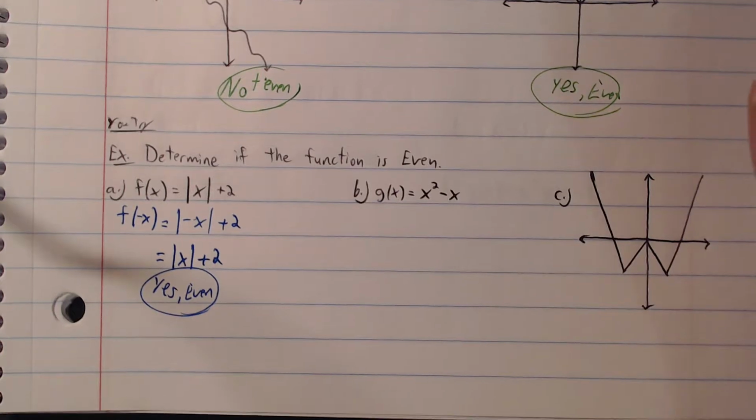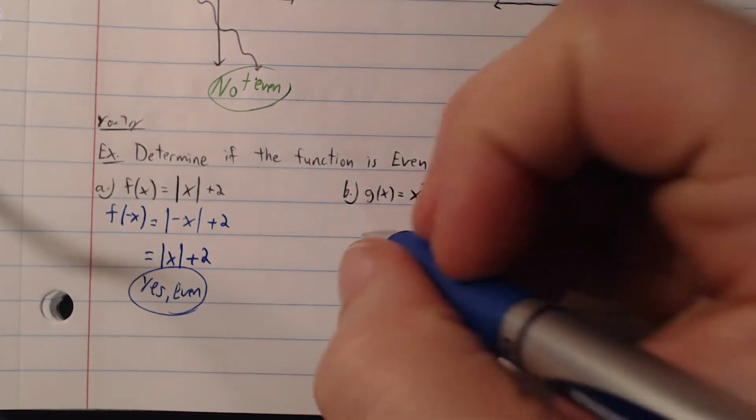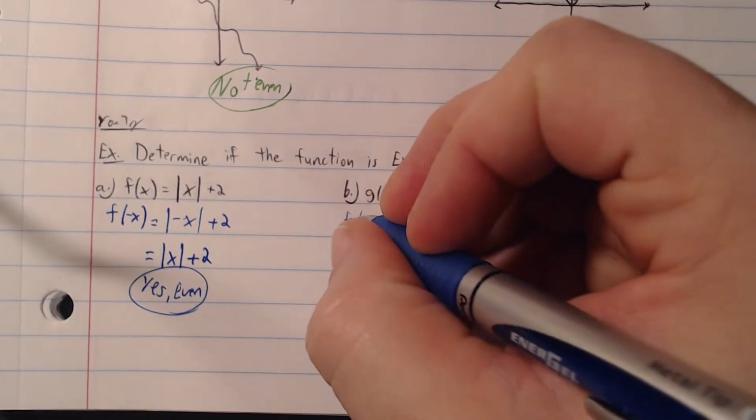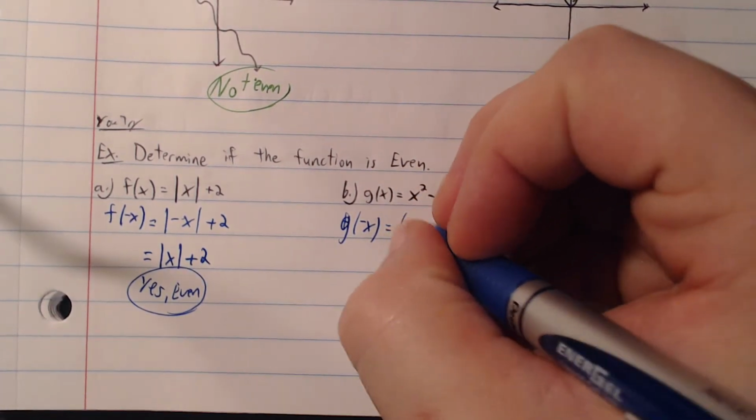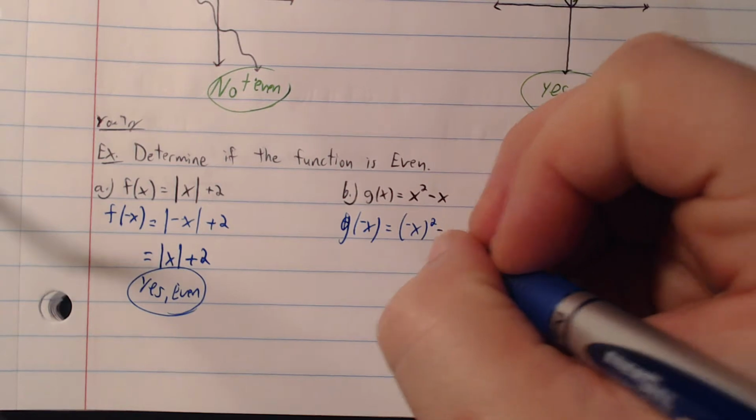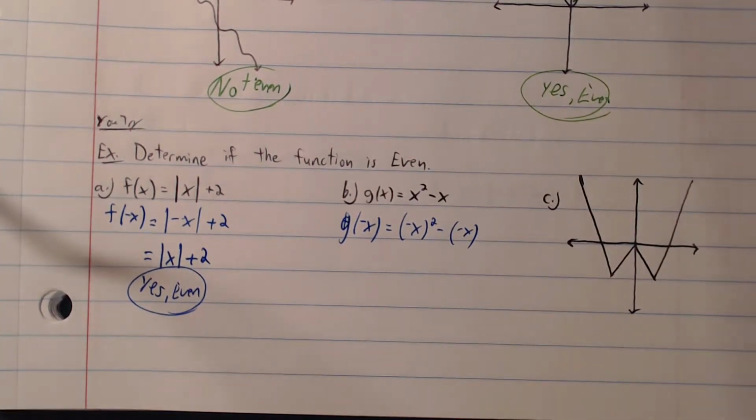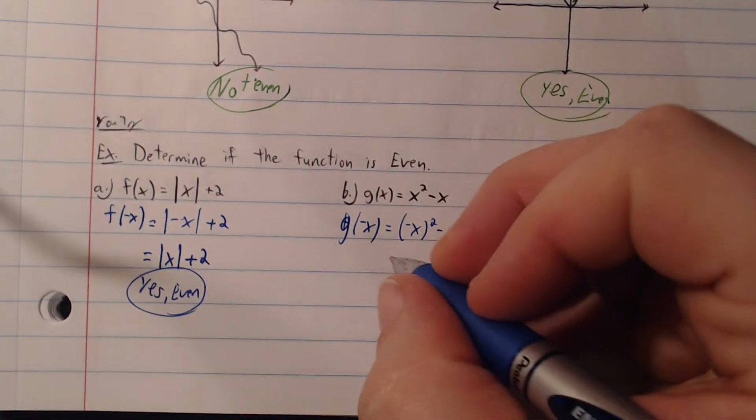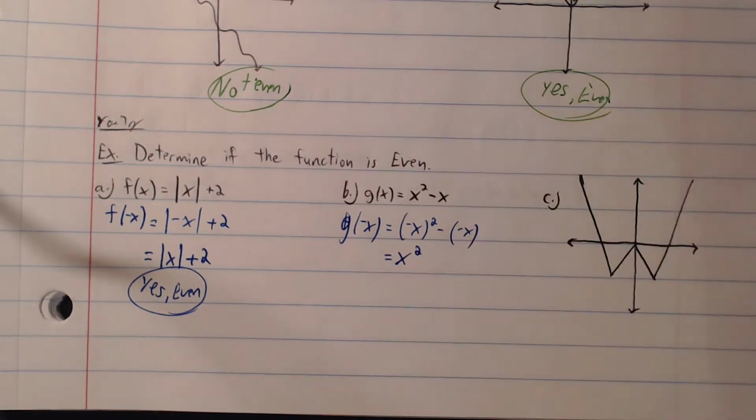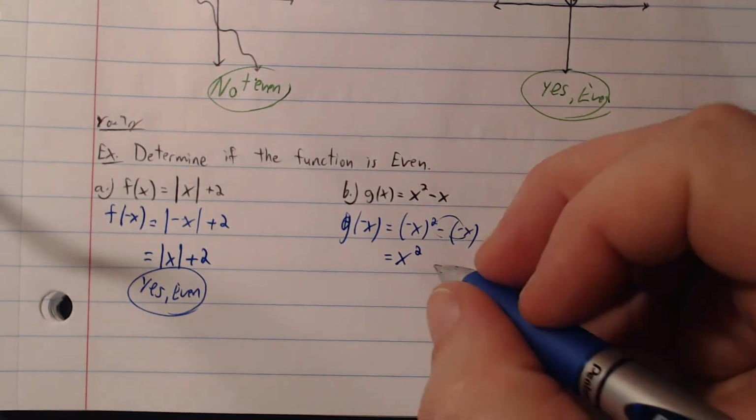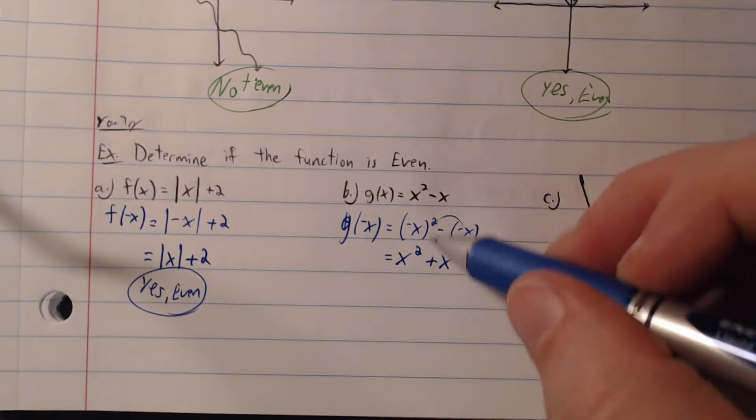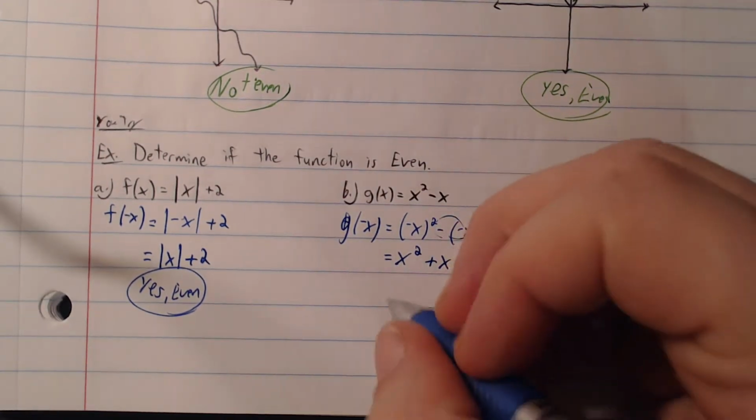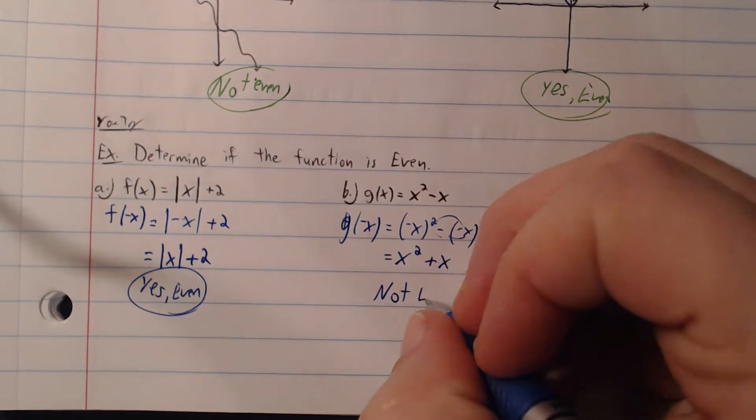Our second example, if we substitute in, this is g, the opposite of x, we would have the opposite of x squared minus the opposite of x. When we square this, it becomes positive. Here we have a double negative, so that becomes plus x. That's where we have a difference from our original. This is not even.